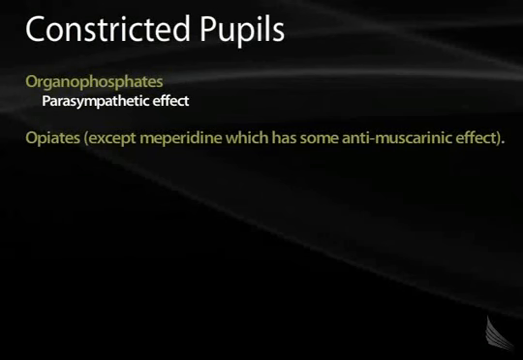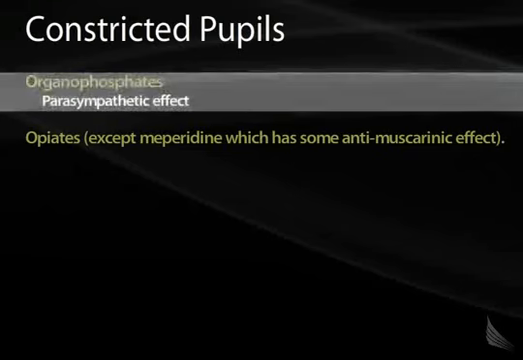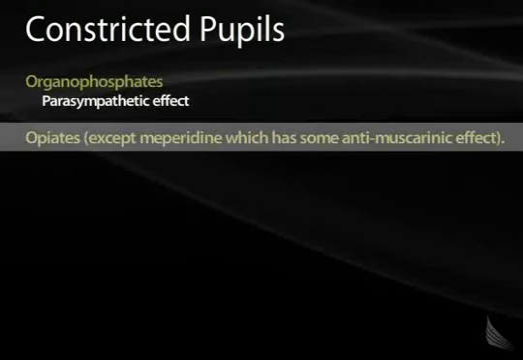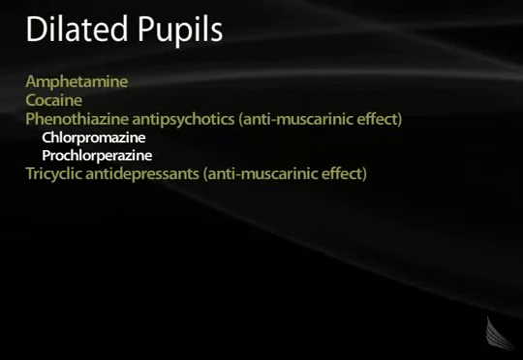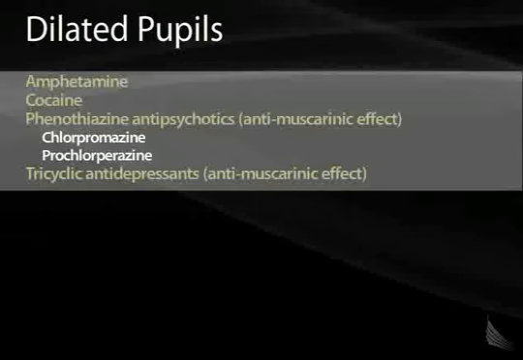For constricted pupils, you should think about, for example, the organophosphates, which are cholinesterase inhibitors, and opiates. Meperidine is the one opiate which sometimes has an antimuscarinic effect and can cause dilated pupils. For dilated pupils, you should think of amphetamines and cocaine, phenothiazine antipsychotics like thorazine or chlorpromazine or prochlorperazine. Tricyclic antidepressants can also cause dilated pupils.